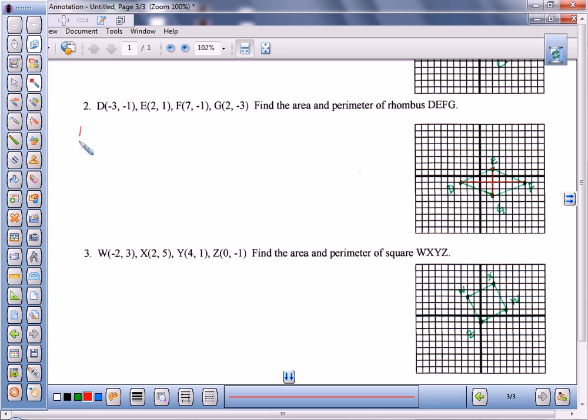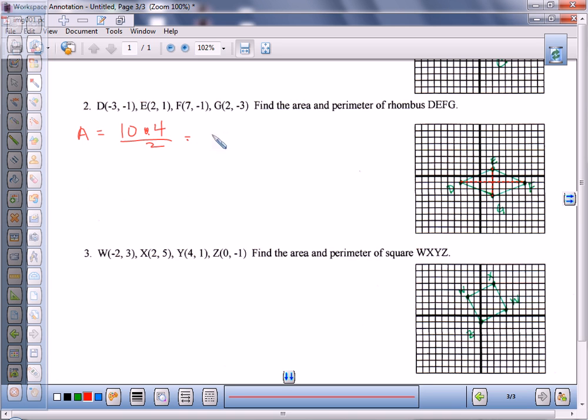Area is just the product of the diagonals divided by 2. And since they're on the horizontal and vertical, we can just count. We have 10 units times the 4 divided by 2 gives us an area of this rhombus of 40 divided by 2, which is 20 square units.